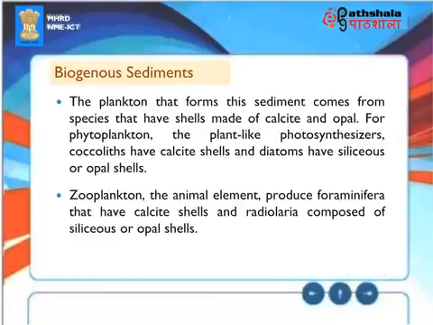The plankton that forms this sediment comes from species that have shells made of calcite and opal. For phytoplankton, the plant-like photosynthesizers, coccoliths have calcite shells and diatoms have siliceous or opal shells. Zooplankton, the animal element, produces foraminifera that have calcite shells and radiolaria composed of siliceous or opal shells.